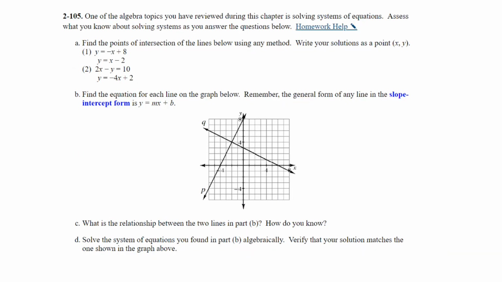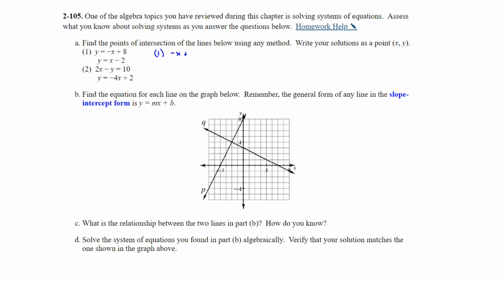Question 105. One of the algebra topics you have reviewed during this chapter is solving systems of equations. Assess what you know about solving systems as you answer the question below. Part A. Find the points of intersection of the lines below using any method and write your solution as an ordered pair. So to take the first one here, I'm going to use the equal values method.